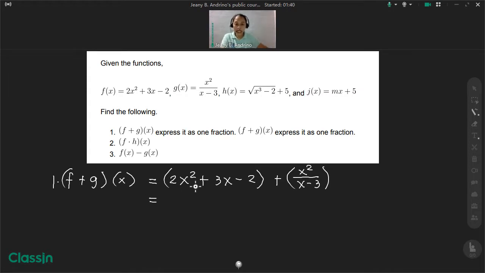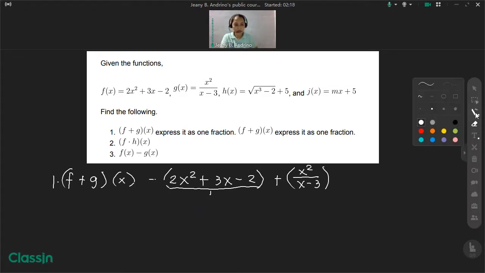Now this one is quadratic. This one is rational. So that means we cannot combine anything on that one because this is still rational. So what to do is you are going to get the LCD of the two functions. LCD, that's the least common denominator. Since your first function doesn't have a denominator, all you have to do is just put 1. So that means you've got x minus 3 as your denominator.